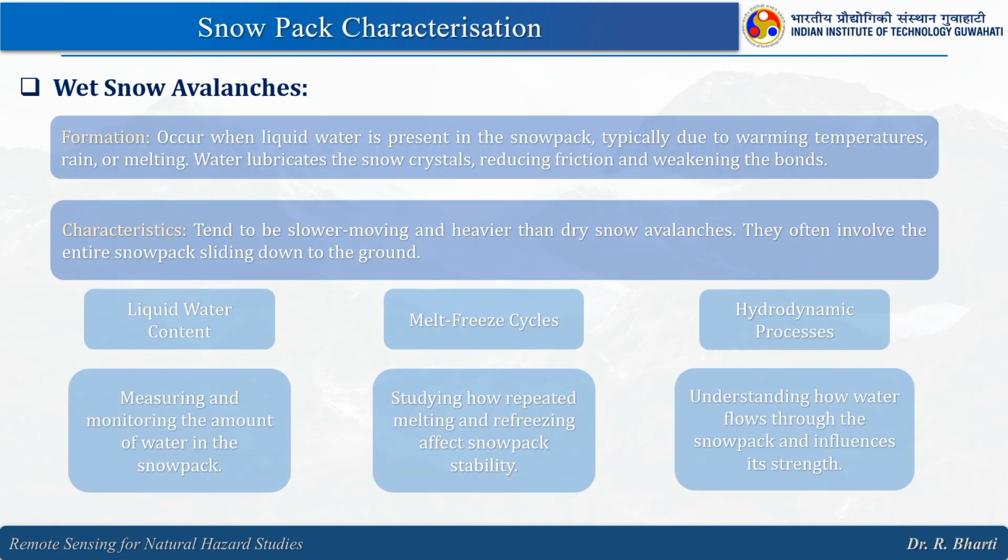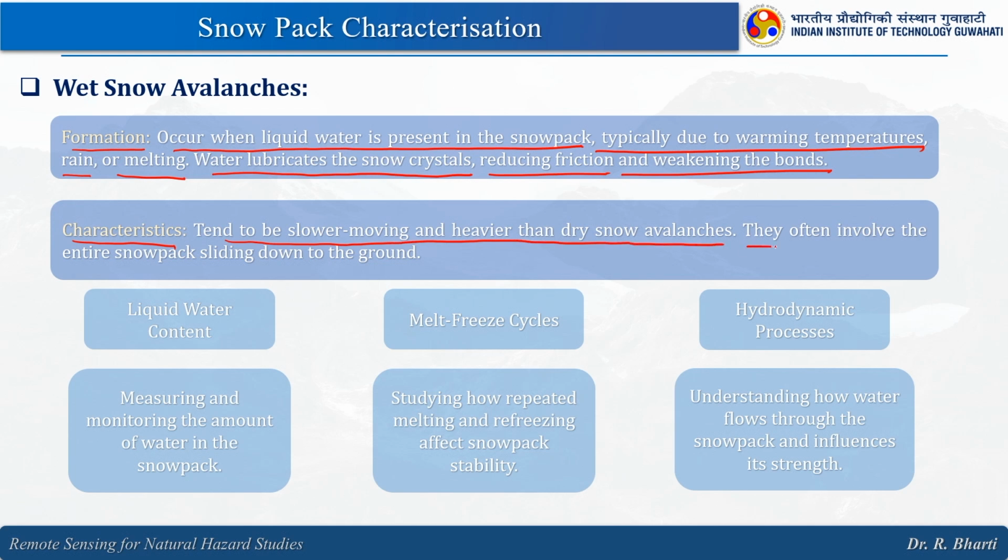Now, we have the wet snow avalanche. The formation: it occurs when liquid water is present in the snowpack, typically due to warming temperature, rain or melting. Water lubricates the snow crystals, reducing friction and weakening the bond because of the saturation, right. Then the characteristics: it tends to be slower moving and heavier than a dry snow avalanche. They often involve the entire snowpack sliding down to the ground.